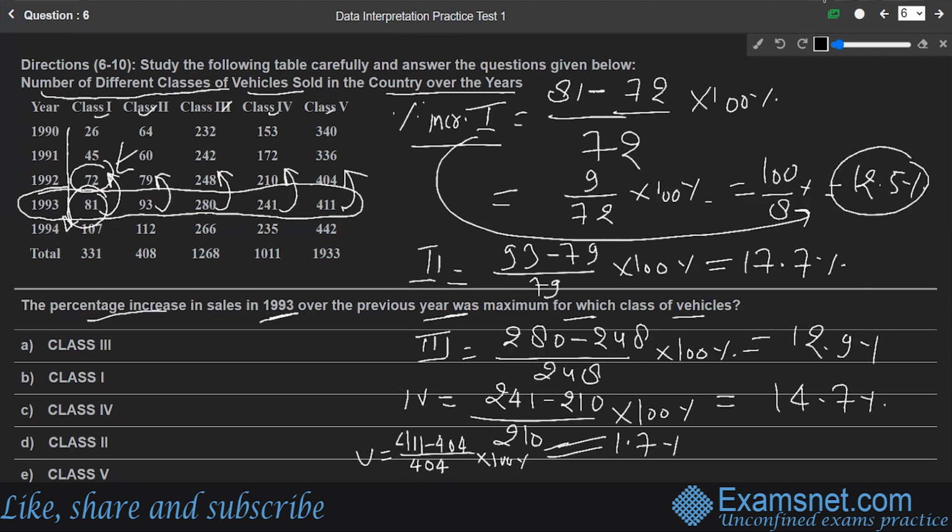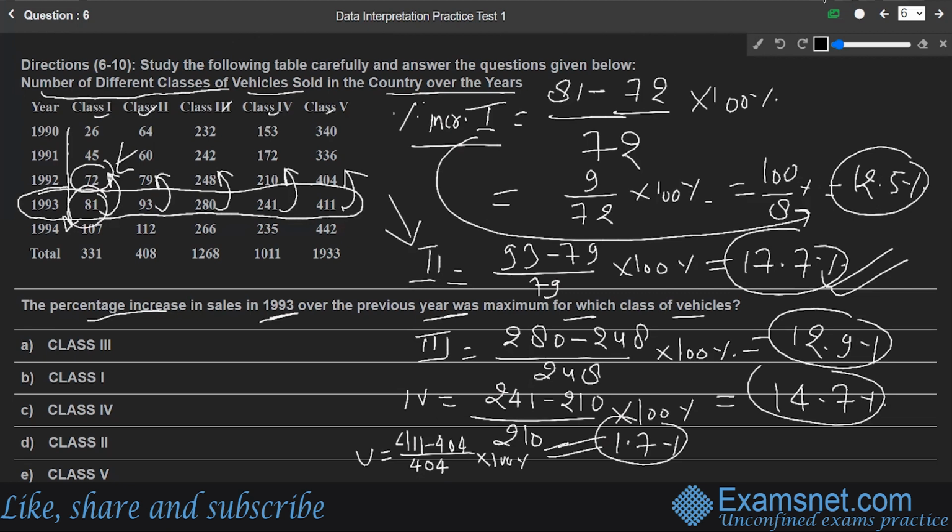So if we compare all these data together, we can obviously find the highest percentage increase, which is in class number 2, that is 17.7%. So that becomes the right answer. Class number 2 is the right answer.